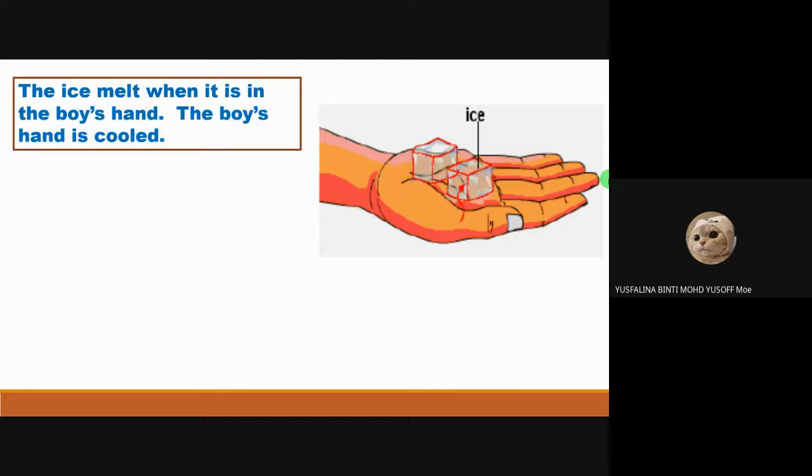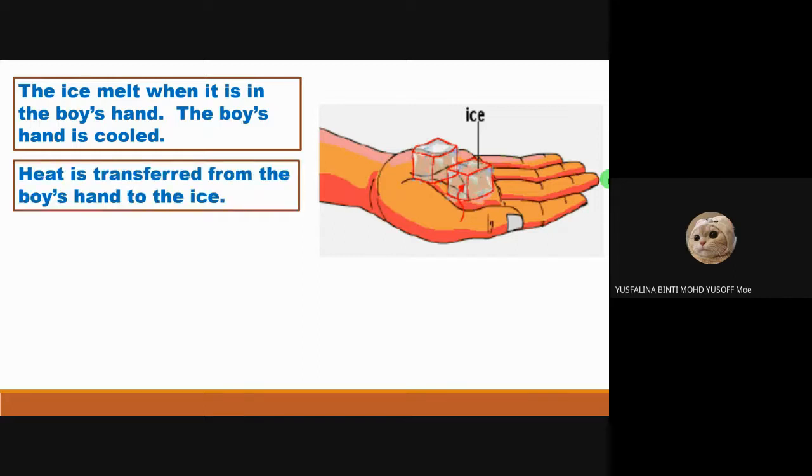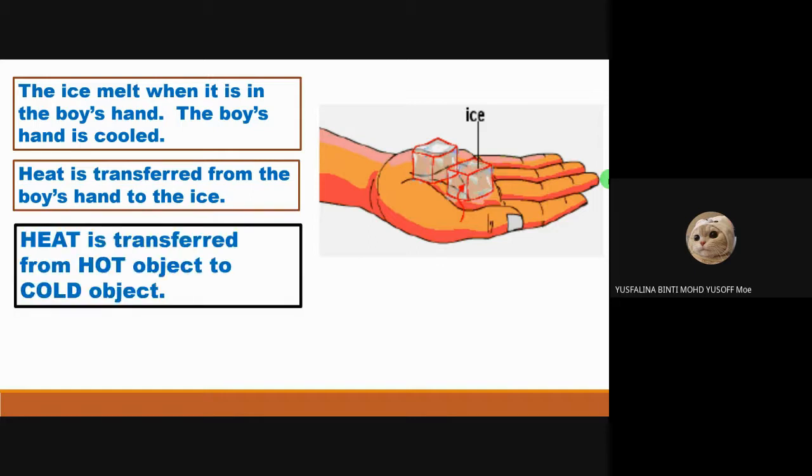Okay, so for the ice melting when it's in the boy's hand, the boy's hand is hot compared to the ice, so the heat is transferred from the boy's hand to the ice. When the ice receives the heat from the hand, it will melt. It will change from solid to liquid. So the heat is transferred from a hot object to a cold object.